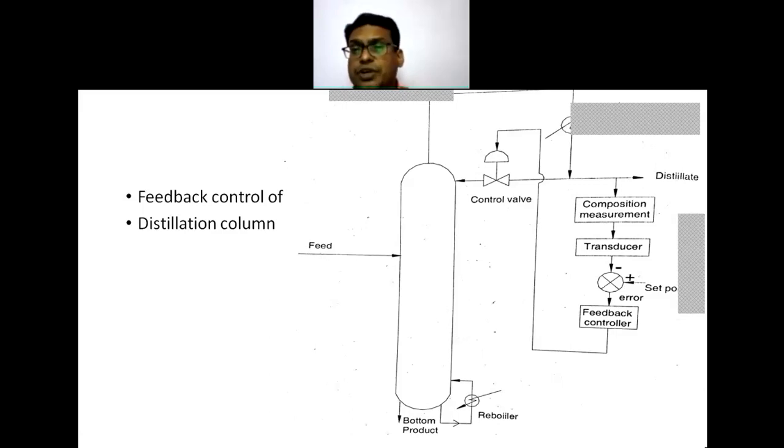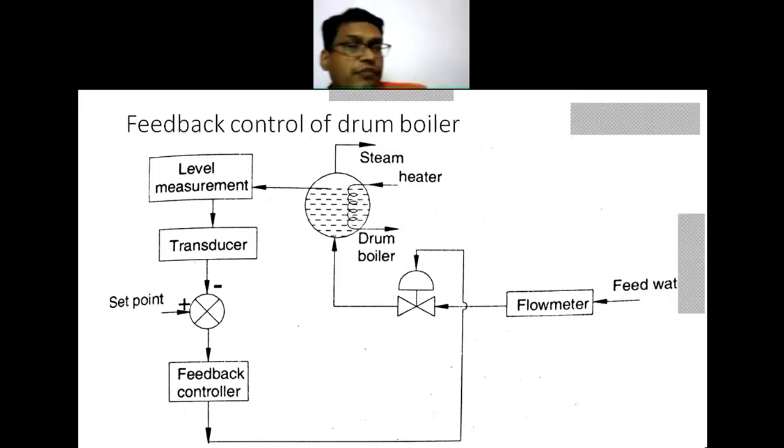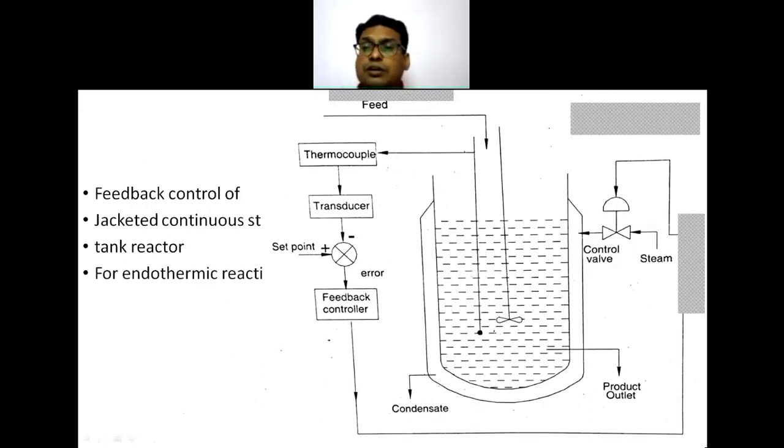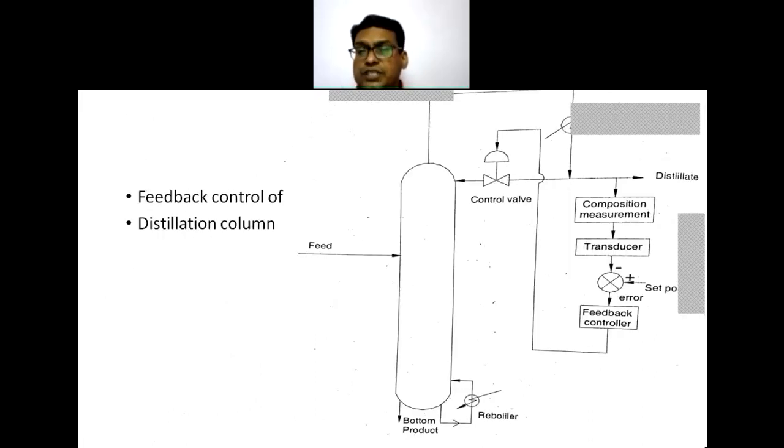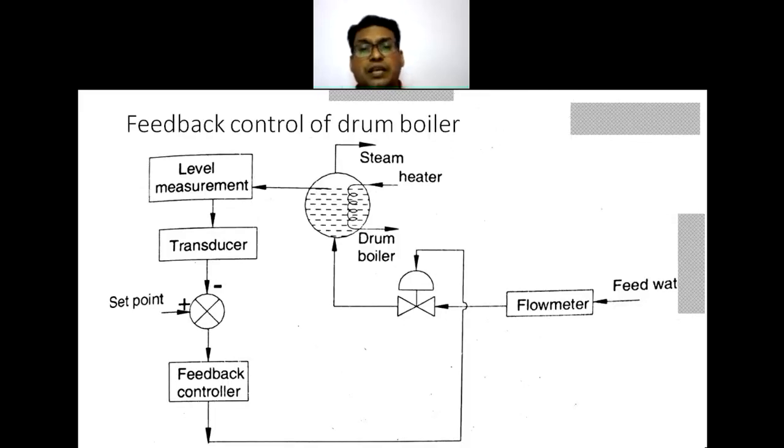So this is related to the distillation column. Then also I am having the feedback control of a drum boiler level that is to be maintained. For that purpose, the level measurement is used. Till now we have talked related to the temperature, then the composition measurement, now the level measurement. Level measurement in a boiler drum.